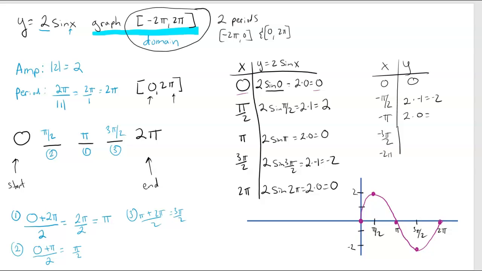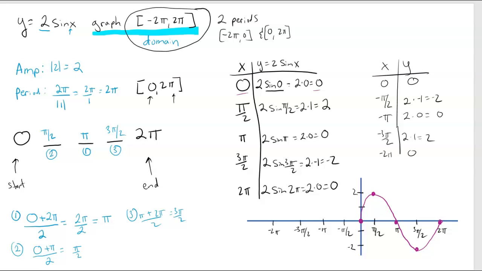This will be 2 times 0, which is just 0. 2 times 1, which is 2. And then this will be right back to 0. Again, all of these numbers came from my unit circle. It's really understanding that guy. The other thing to keep in mind is that this pattern continues. So if I start at 2 pi, just remember it goes 0, negative 2, 0, 2, 0.